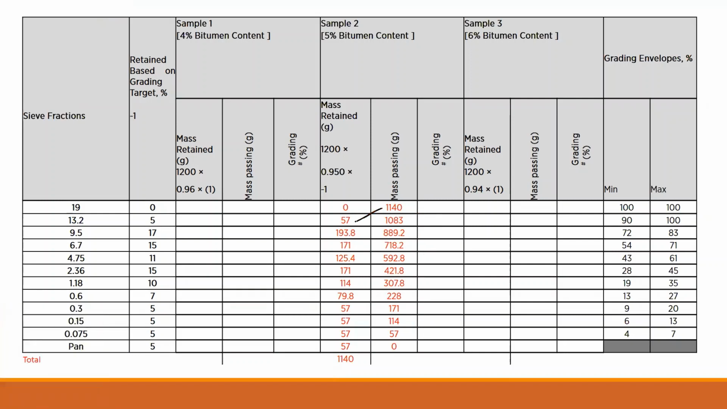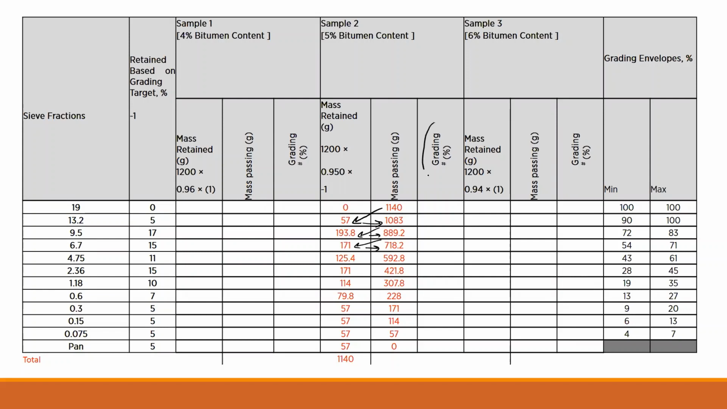So 1,140 minus 57 is this. 1,083 minus this will be that. 889.2 minus this is this. So you can do the calculation in an easy way and do the calculations for 4% and 6%.